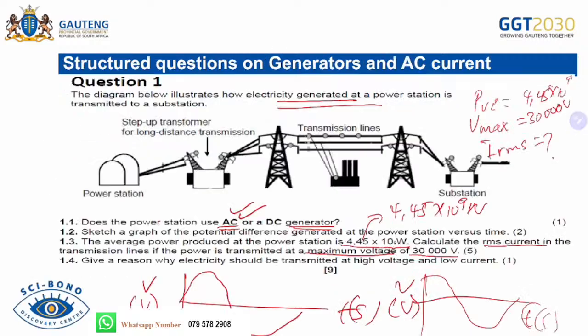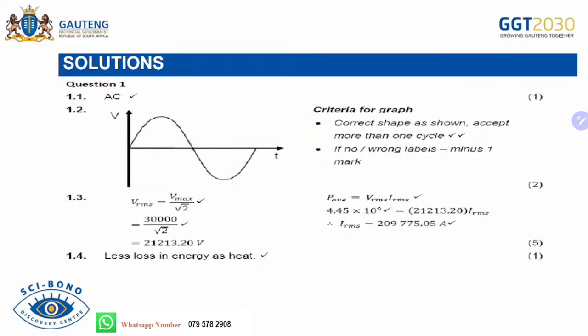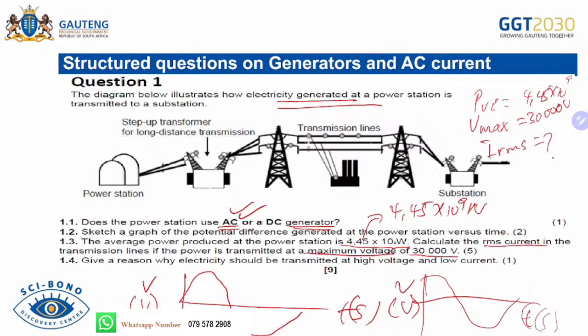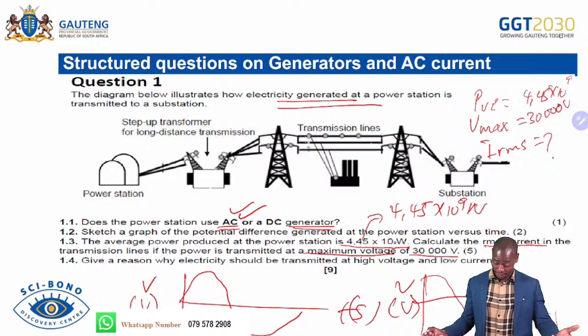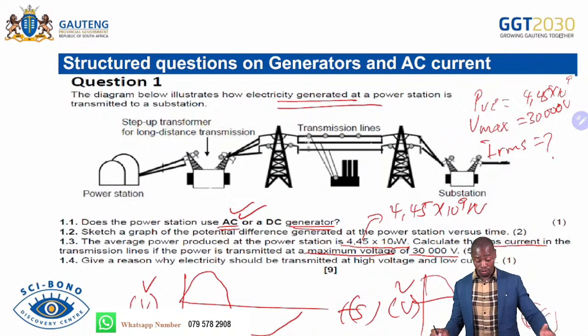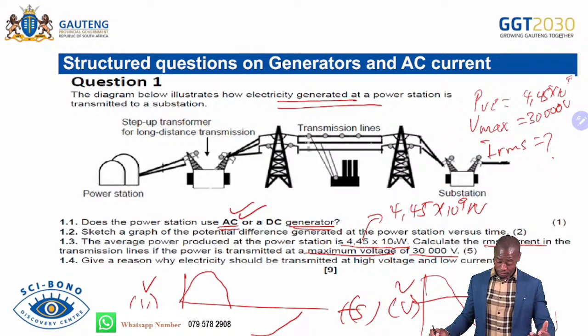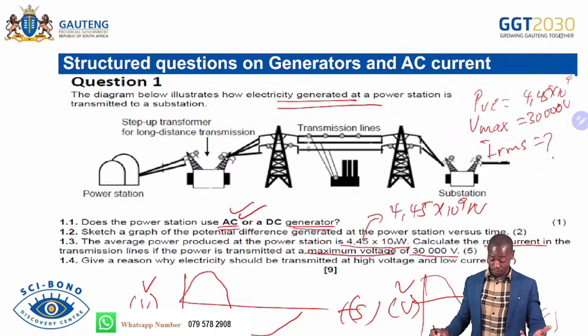We don't have enough time, but let's check the last question. Give a reason why electricity should be transmitted at high voltage and low current. It should be transmitted at high voltage and low current to minimize energy loss. That is the reason why we have to transmit electricity at high voltage and low current.